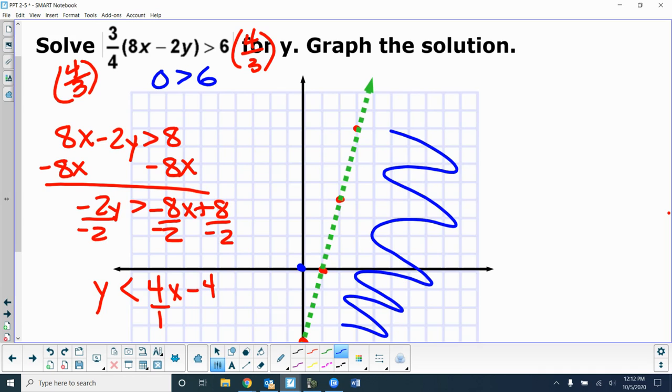So remember, any graph is a picture of all the solutions to the problem, in this case to this inequality. So all the points that are in this shaded area, bottom to the right, none of the points on the line, because it's dashed, will work in that original inequality. Any of the points where the 0, 0 is over here, above it, to the left, none of those would work. Okay?